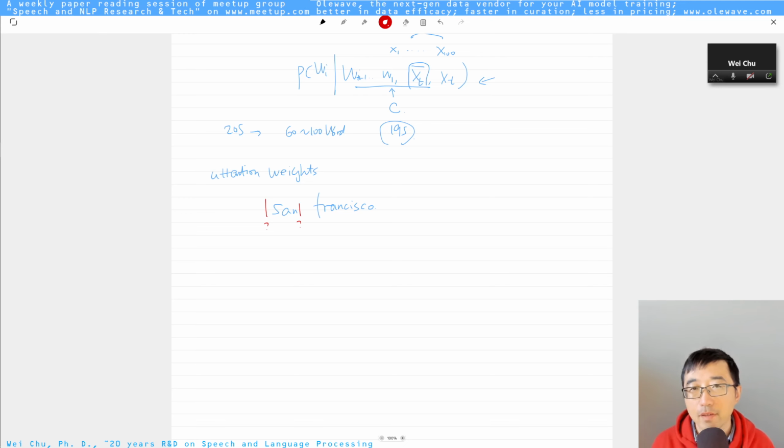Why? Think about this. Suppose somebody already said Francisco. It's very likely the word ahead of it is the word San. Makes sense. So you would see that the attention weight, if I draw on the time axis, the San's attention weight might be looking like this. Of course, the San itself corresponds to here. Suppose that this is the real word boundary of the word San. Okay, this is the real.